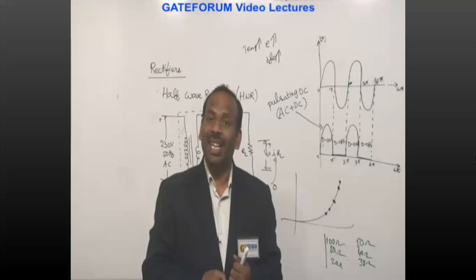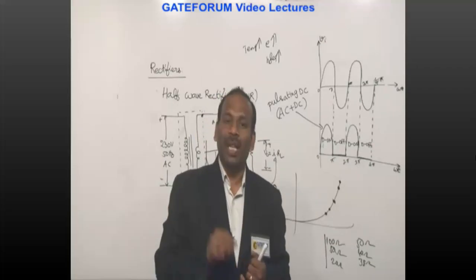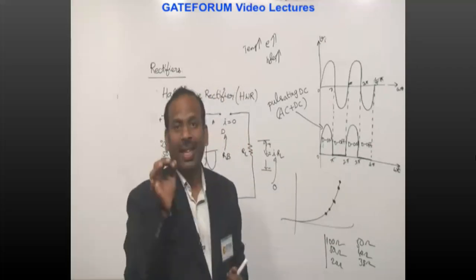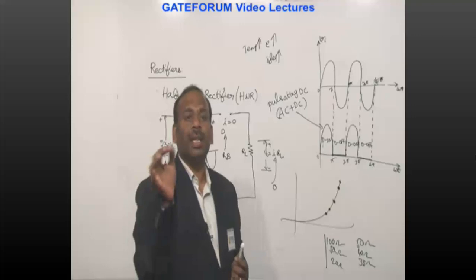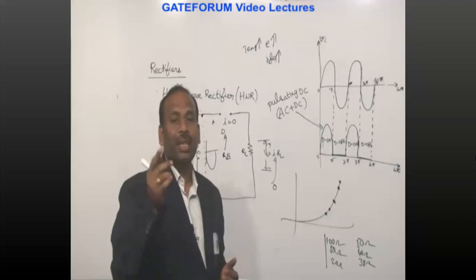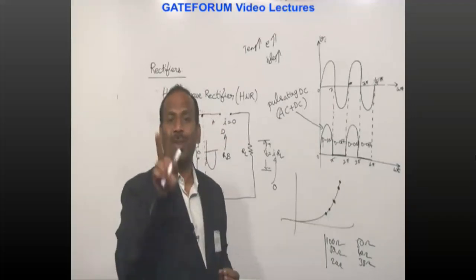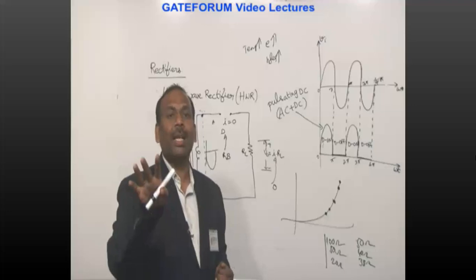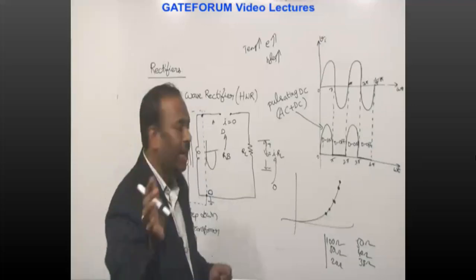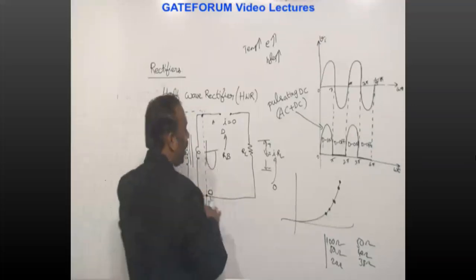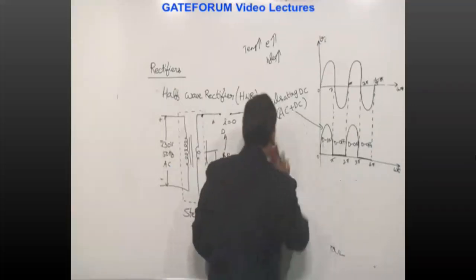Next, Shakti Prasad: Please explain the physical meaning of transition capacitance, diffusion capacitance, and what is the meaning of non-linear wave shaping. Okay, I will explain transition capacitance and diffusion capacitance, then the meaning of non-linear. Actually, for diffusion capacitance and transition capacitance, we are going to use the formula, that's why I did not explain the theoretical part. Anyway, I will explain the theoretical things also. Then we will go for the next question.